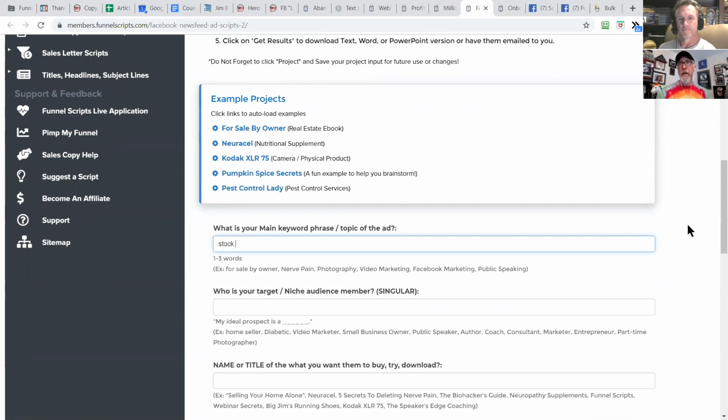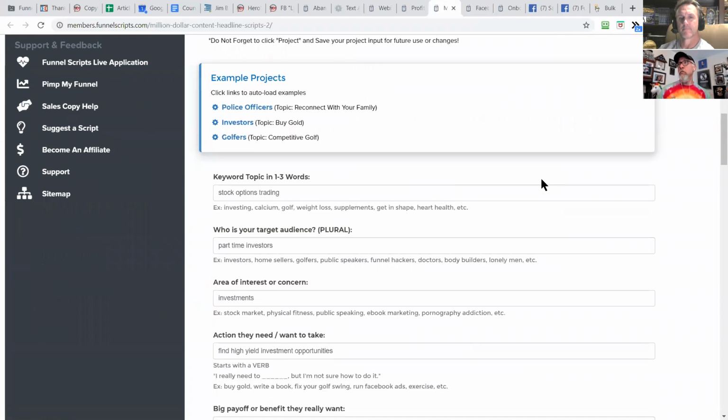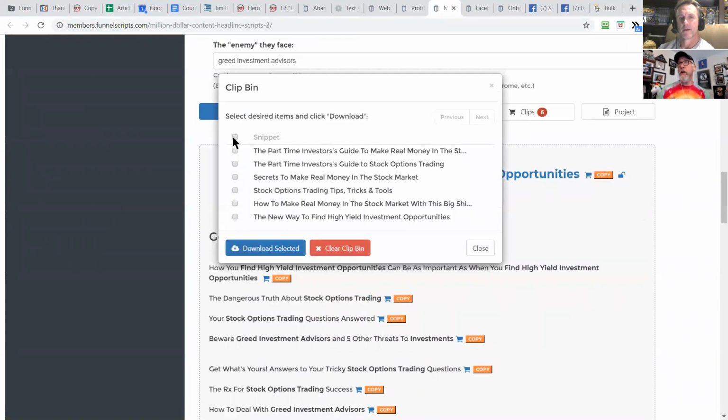So what is our main keyword phrase? Stock options trading. Who's our target audience? Part-time investor. What's the name or title of what you want them to buy? So we've got to make a decision here, Stu. What is our title going to be, you think? Let me download all this stuff and let's just make up a title, okay? Okay.